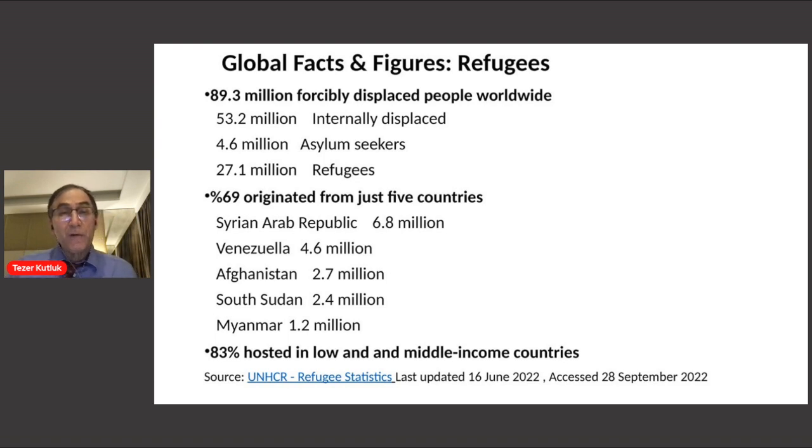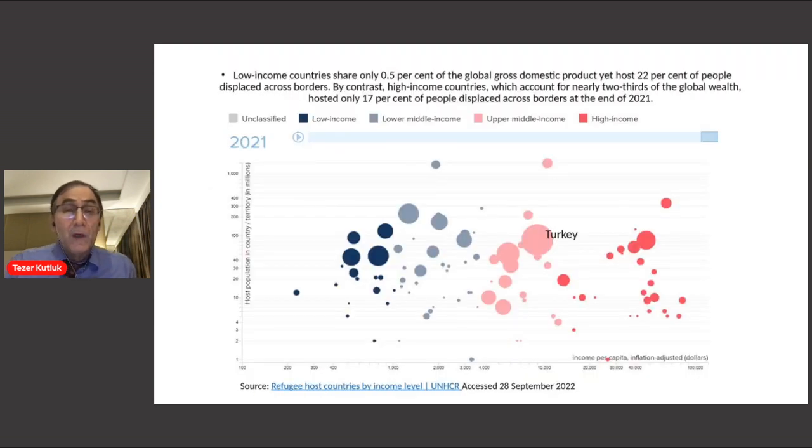If we look at the global facts and figures, I will not read all, but there are 89 million forcibly displaced people worldwide, and 69% originated from just 5 countries. 6.8 million are from Syria, 4.6 million Venezuela, 2.7 million from Afghanistan, 2.4 million from South Sudan, 1.2 million from Myanmar, and 83% were hosted in low and middle income countries. If you look at the income level and the distribution of the refugee population around the world, the high-income countries, which account for nearly two thirds of the global wealth, hosted only 17% of people displaced across the borders at the end of 2021. Low-income countries share only 0.5% of the global gross domestic product, yet host 22% of the people displaced across the borders.